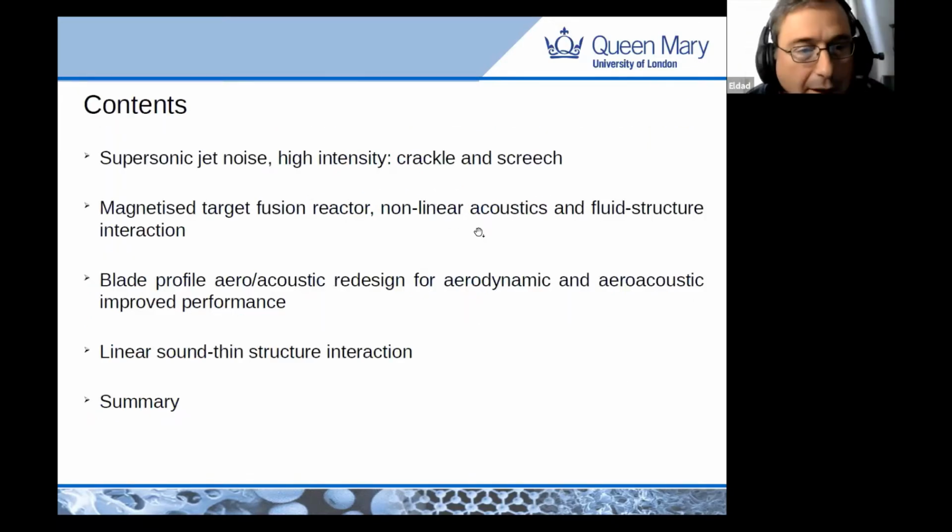So what we're going to talk about today, I will start with supersonic jet noise. This is work that we've done in our chamber, and we've also done some modeling. We've been looking at a component called crackle. Then from there, I will use the thread of nonlinear acoustics to go to what has been in the news lately, and that is the fusion reactor, to see how we can use nonlinear acoustics in order to compress plasma and get to fusion conditions. That involves some kind of structure and acoustic interaction.